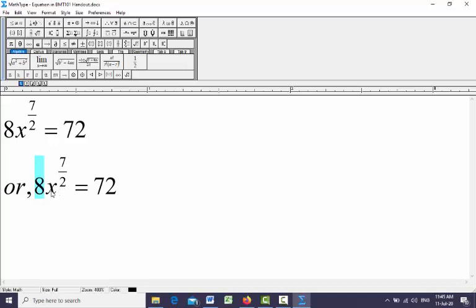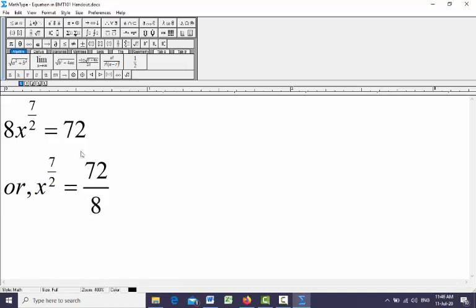Here this 8 is in multiplication with x to the power 7 by 2. So if we move this to the right hand side, it will be reversed. That means it will be in the denominator on the right hand side. So x to the power 7 by 2 will move to the numerator, and this 8 will be in the denominator.